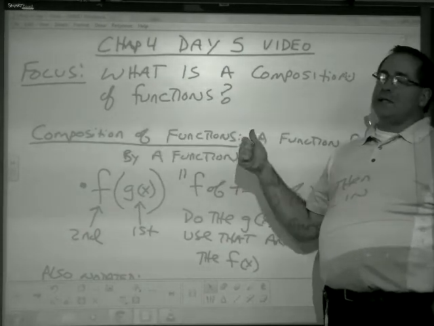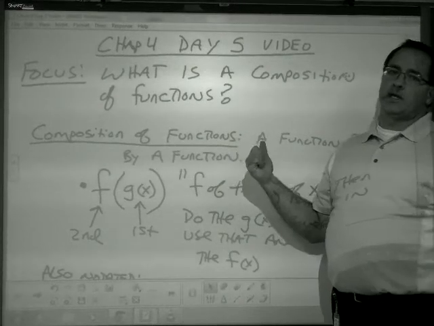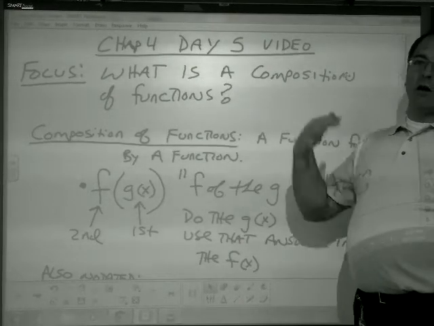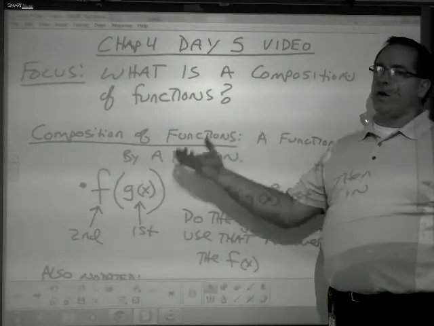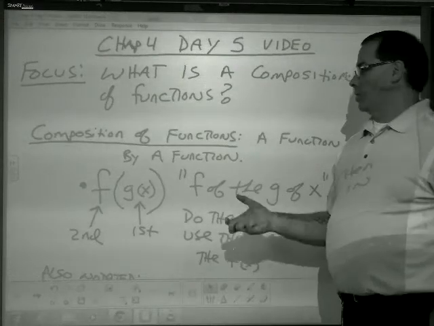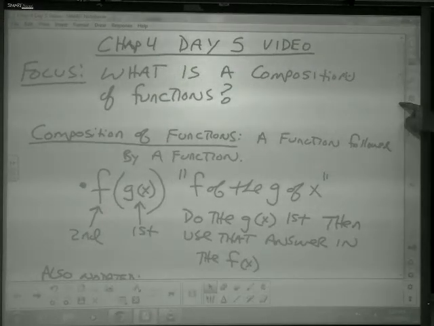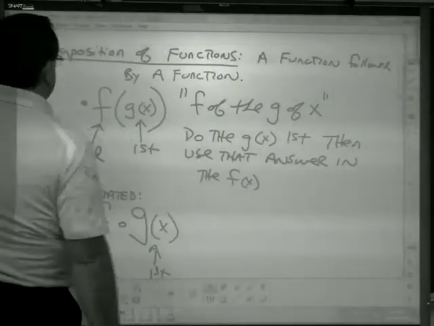I believe you did this in geometry when you did a composition of transformations, when you did one transformation followed by another. Now we're going to use functions. We're going to evaluate one function and then follow it up by evaluating with another function. Let's take a look at what we mean by this. Okay? So, here's an example.